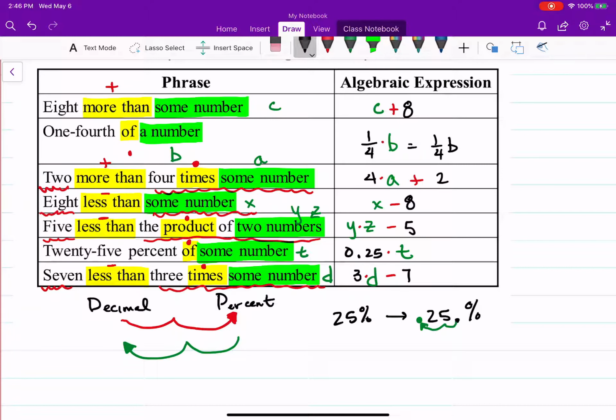The second part is that you can look at the expression you wrote, like the last one, 3 times d minus 7. You read again: 7 less than 3 times some number. Does it make sense? Can you see them correlate with each other? If it does, then you most likely have the correct answer.